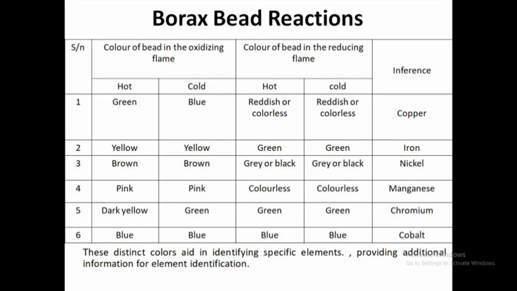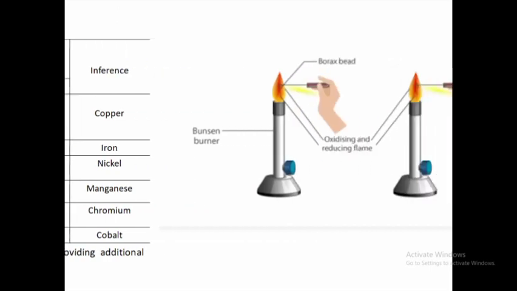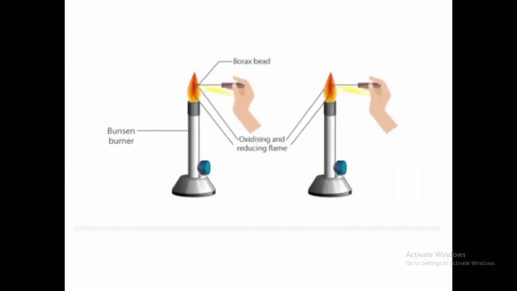Now what you observe is when you put the bead in a reducing flame and in an oxidizing flame, they produce different color for each cation. So each cation has its own characteristic color, both hot and cold in the oxidizing flame, and also hot and cold in the reducing flame.